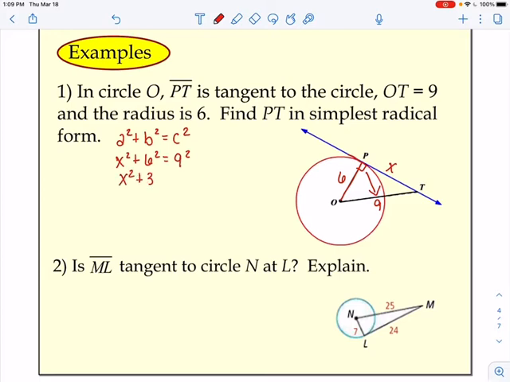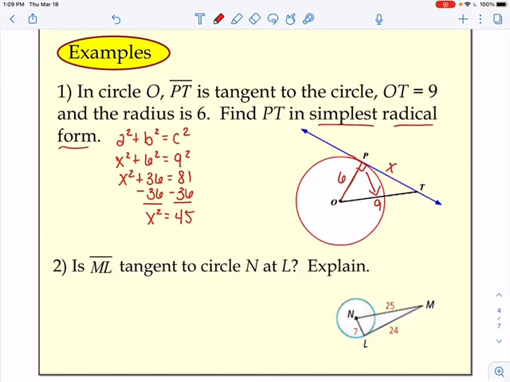Or 6 squared is 36, 9 squared is 81. So we have x squared plus 36 equals 81. We'll subtract 36 from both sides, and x squared is going to equal 45. Again, directions say simplest radical form.